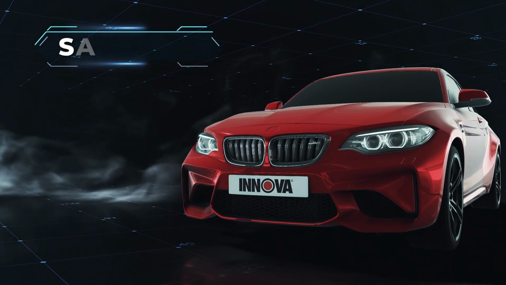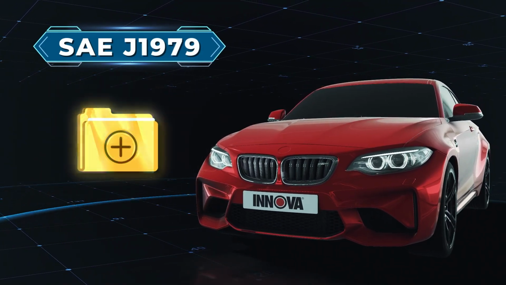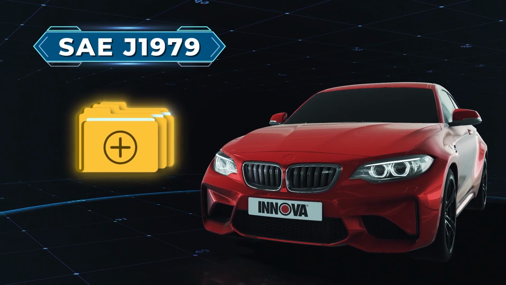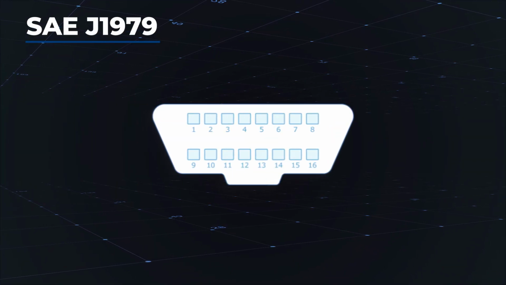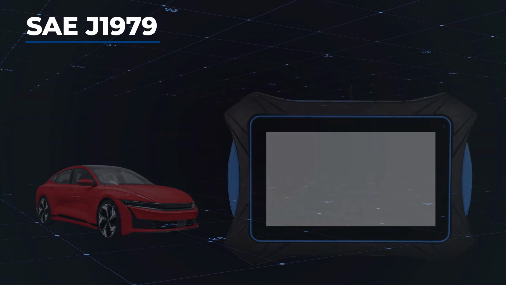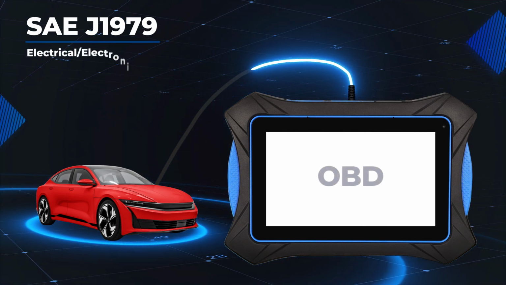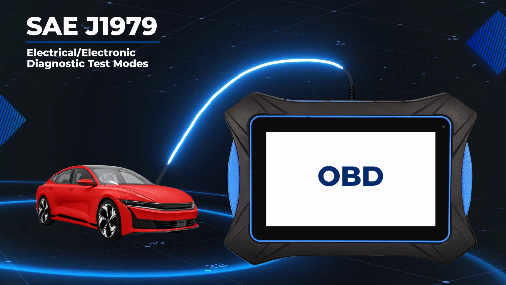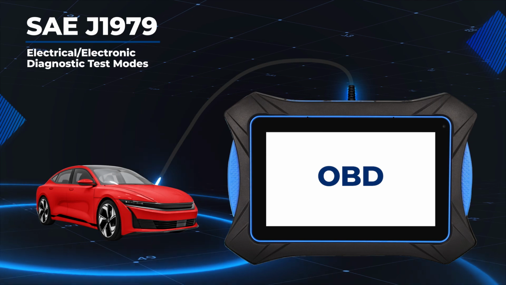As vehicle systems become more complex, the SAE J1979 standard for emissions-related onboard diagnostics has also been expanded into a multi-part document series. Here's a quick overview of the 3 parts. The first part, SAE J1979, is the original standard that explains how scan tools request and receive diagnostic data from a vehicle's ECU via the OBD2 port. It defines onboard diagnostic test modes, known as electrical or electronic diagnostic test modes, which are used for emissions-related diagnostics.